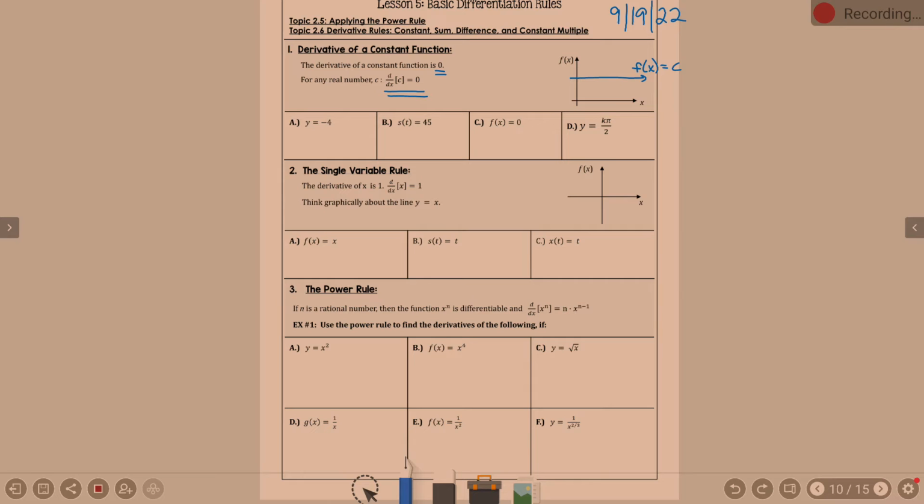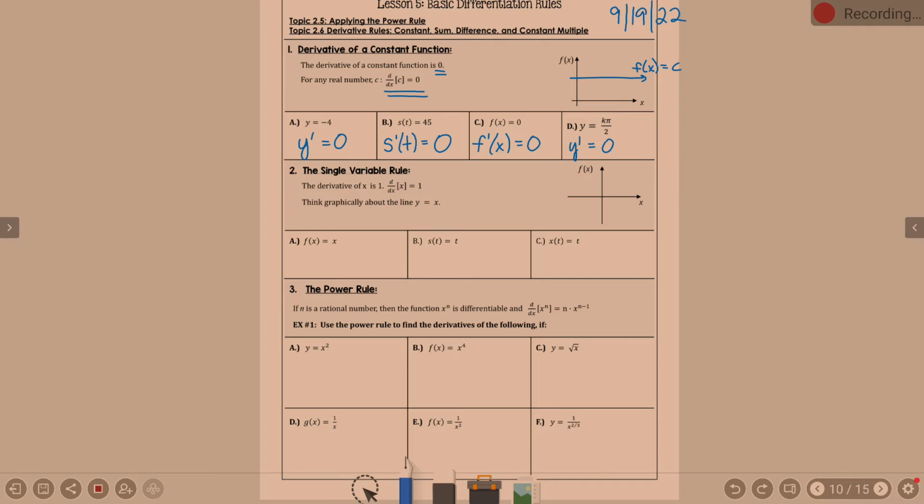So, if y is negative 4, if that's the function, what is y prime? 0. If s of t equals 45, what is s prime of t? 0. If f of x equals 0, what is f prime of x? 0. If y equals k pi over 2, what is y prime? 0. Because realize, 2 is a number.